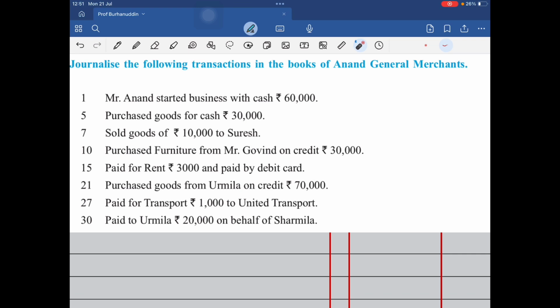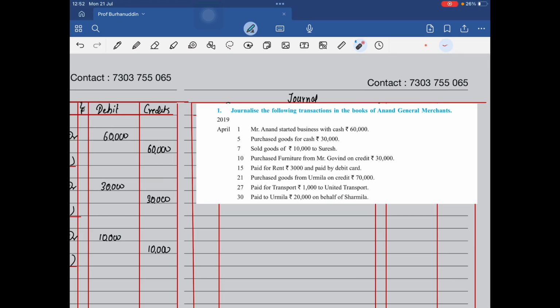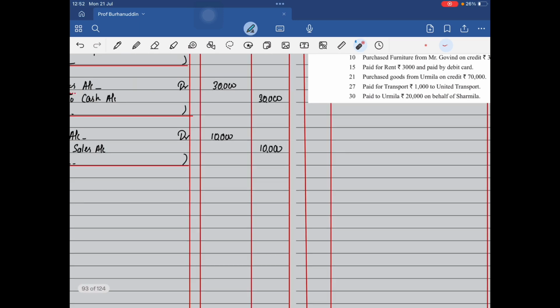But if you have purchase of a furniture or purchase of a machinery or any asset, there is a difference between goods and furniture. Goods are purchased for the purpose of resale, and an asset you have taken for the purpose of usage, to use it, isn't it? So here two accounts will be affected, furniture and Mr. Govind, and the amount is 30,000.